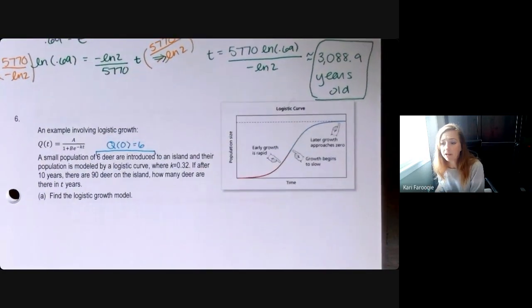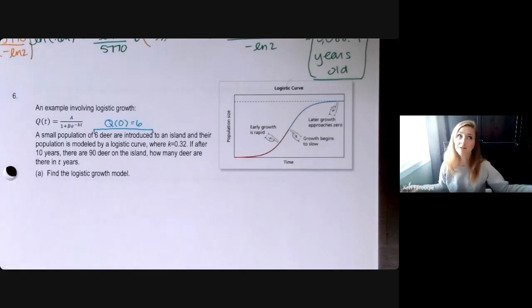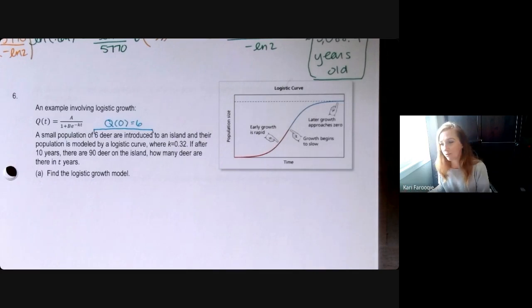And their population is modeled by a logistic curve. We were already given our value for K here, which maybe you're thinking, oh, perfect, we usually have to find K, and we were given K, awesome, we don't have to do anything. Well, that's not quite true.